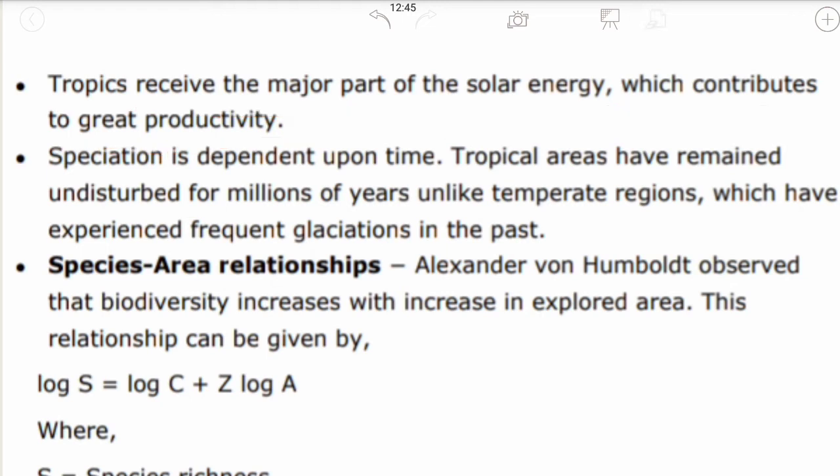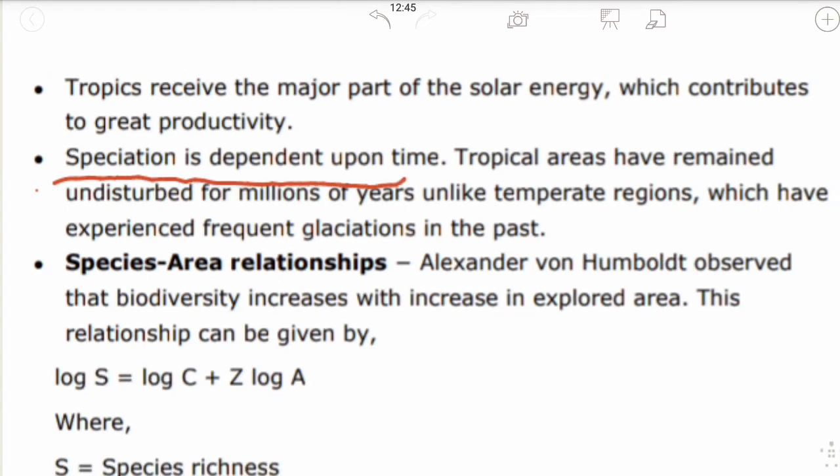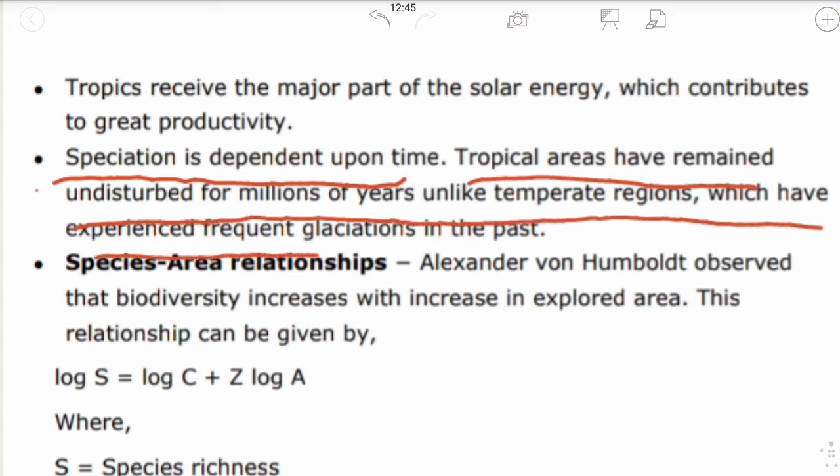Next, speciation is dependent upon time. Of course, speciation basically depends on time. It is not an instantaneous process. Tropical areas have remained undisturbed for millions of years, unlike temperate regions, which have experienced frequent glaciations in the past.